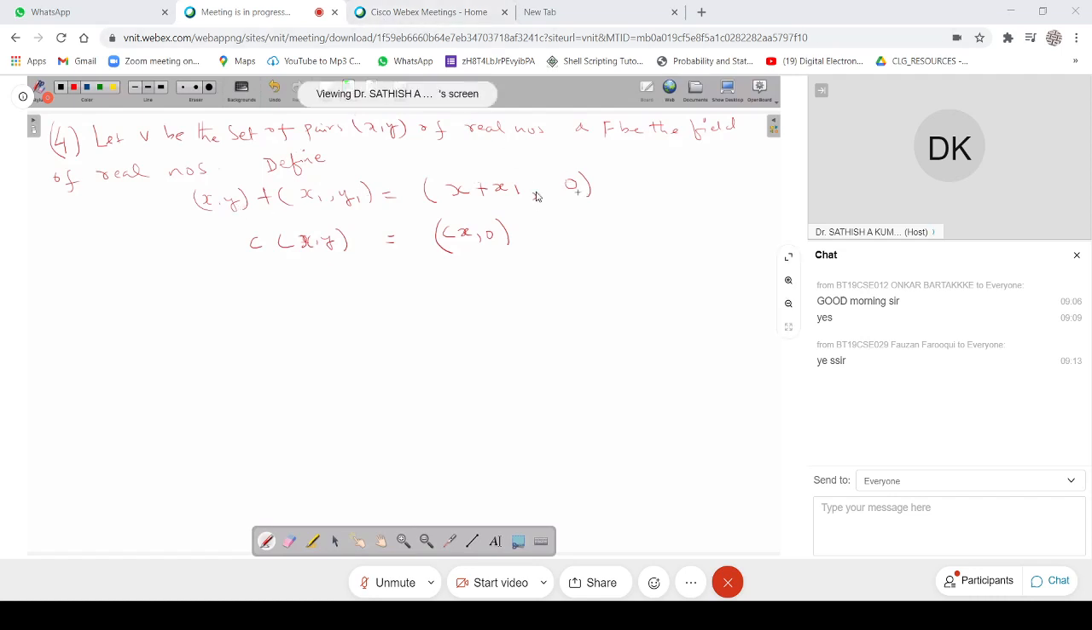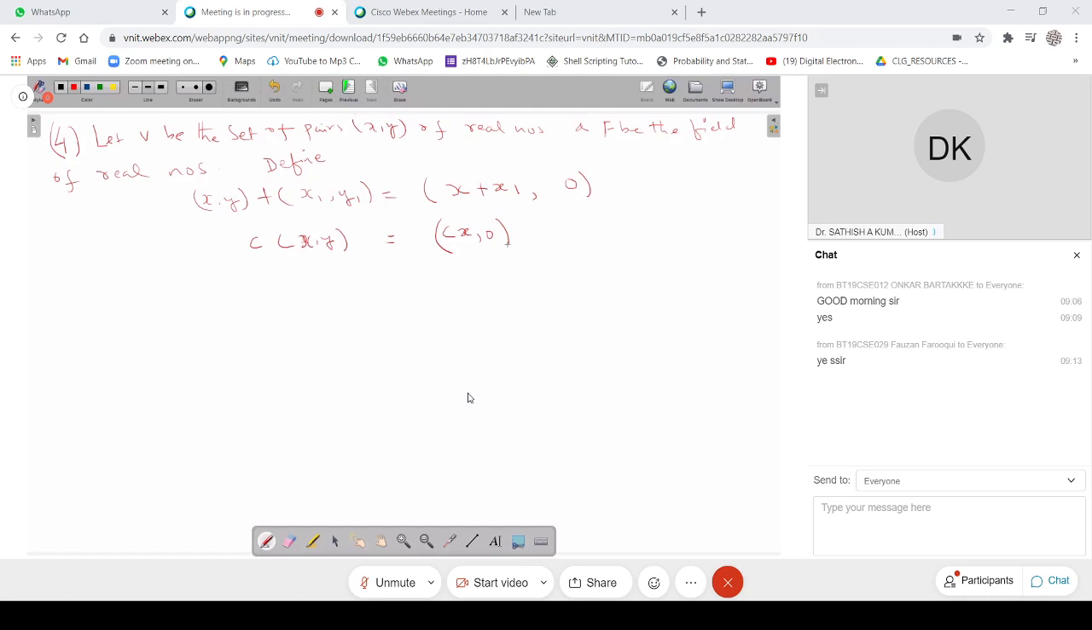So instead of y plus y1, as we defined earlier, here we are taking it as 0. That is how it is defined. So now c of (x, y) is equal to (cx, 0). We are not writing a cy. Of course, this should never form a vector space, because you can give any kind of examples.